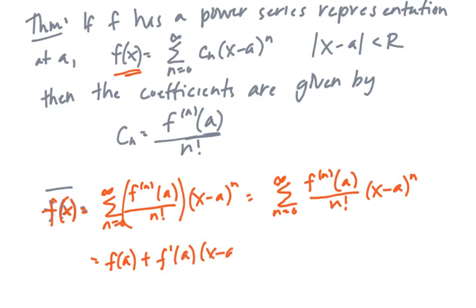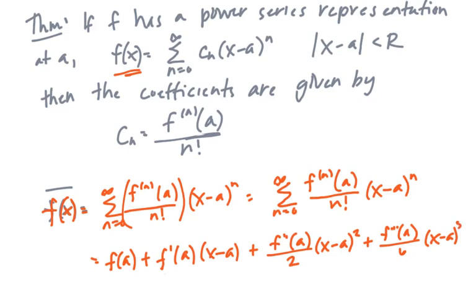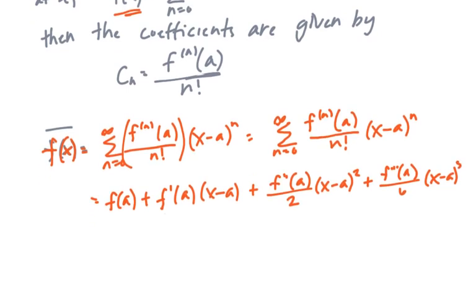times x minus a to the first plus the second derivative at a over 2 factorial, which is 2, times x minus a to the second. And then we have the third derivative at a over 3 factorial. 3 times 2 times 1 is 6, times x minus a to the third. Then remember, the fourth derivative is where that notation starts getting crazy. So we say the fourth derivative at a over 4 factorial. 4 times 3 times 2 times 1 is 24. x minus a to the fourth.